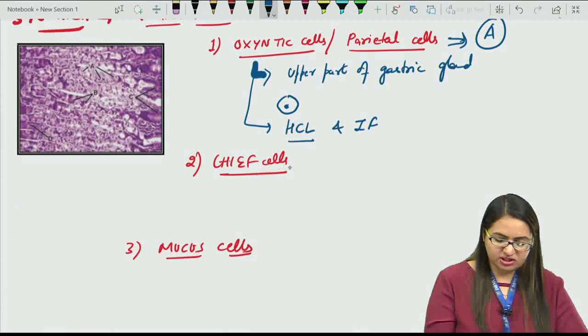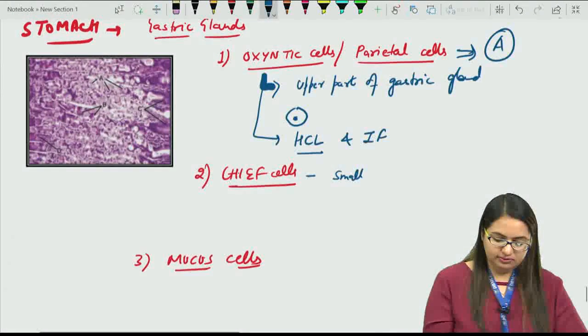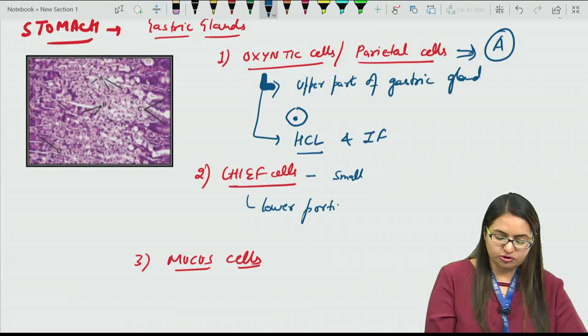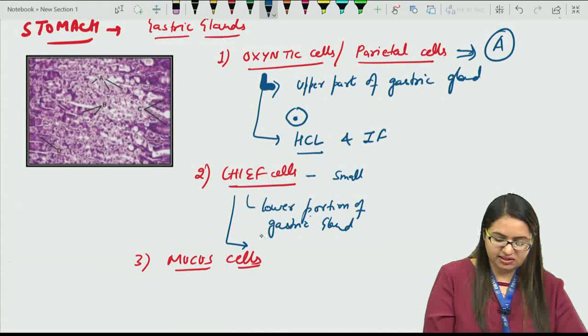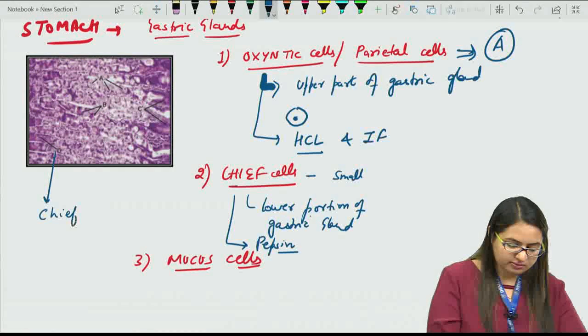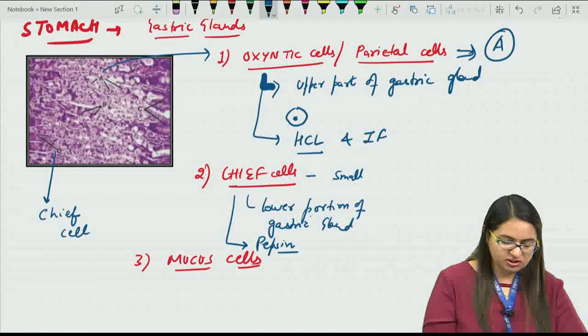Then the chief cells, they are smaller and more basophilic. They are actually present towards the lower portion of the gastric gland. And these chief cells release pepsin. They help in the formation of this pepsin enzyme. Over here, if you see, the D is the chief cell. A is the oxyntic and D is the chief cells.